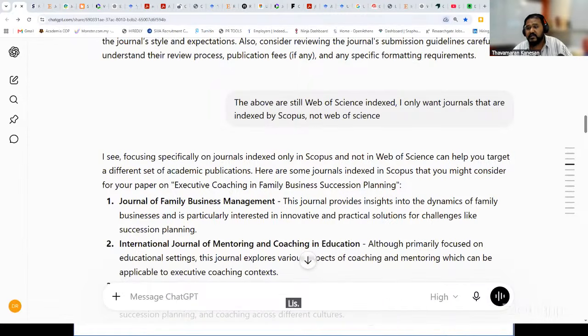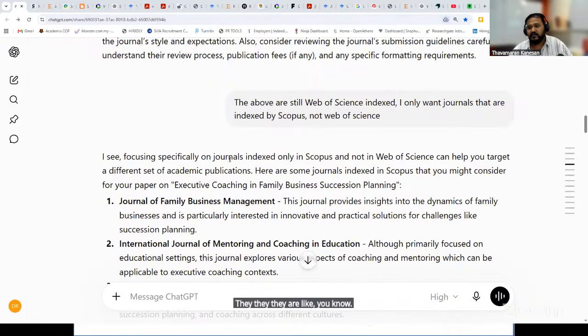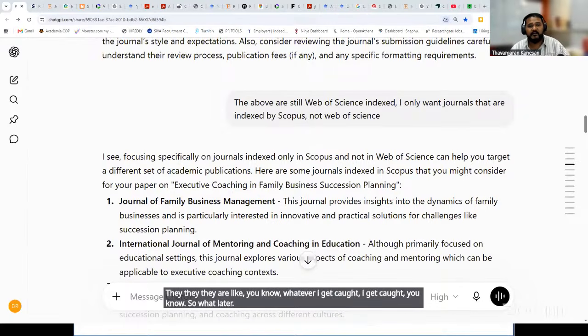Researchers tend to read only what is required. Let's say I'm writing an important paper and I don't read the whole paper, that's very, very dangerous. You don't need to read the whole paper if you don't care about fake information. There are students who don't care about fake references or fake information. They're like, whatever, if I get caught, so what? Later we'll deal with it. They don't mind getting embarrassed or retracted. But if you're not in that category of people, then I would definitely encourage you to read the whole paper, because hallucination is definitely there.